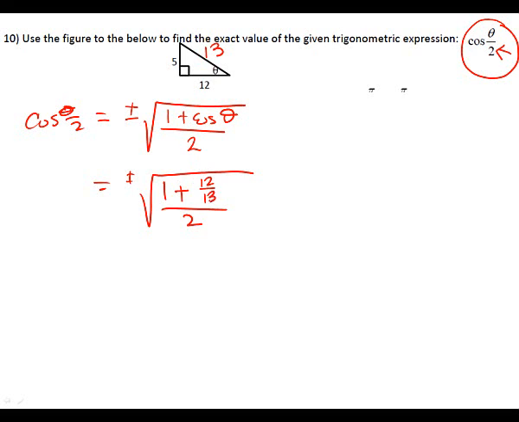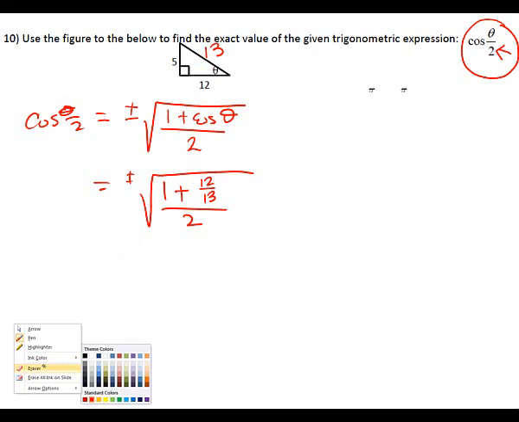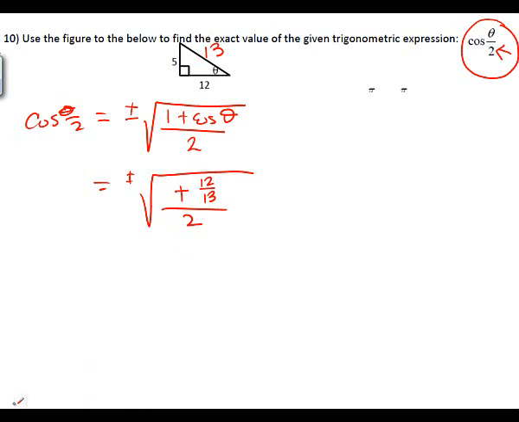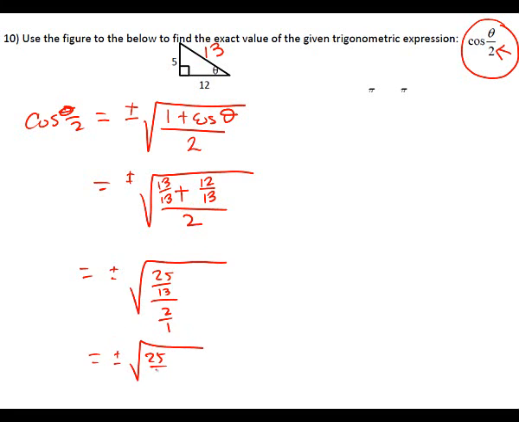I like the 12 over 13. Okay. If I was working smart and not hard, what would I turn that 1 into? 13 over 13 automatically in that step. Okay. What is 13 over 13 plus 12 over 13? 25 over 13 divided by 2. How do I get rid of that 2? Multiply by the reciprocal. Good. Times 1/2.